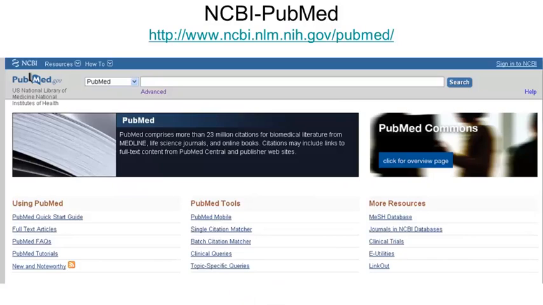Another very useful resource at NCBI that many of you are familiar with is PubMed. PubMed contains over 23 million citations for biomedical articles.